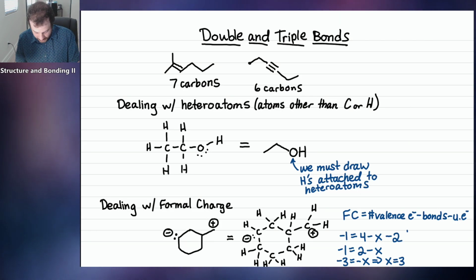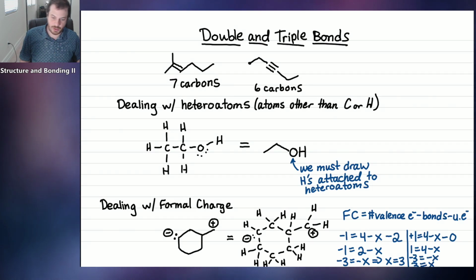And we can do a similar thing for the positively charged carbon. The positively charged carbon has a formal charge of +1 equals 4 valence electrons for carbon, minus the number of bonds, we'll set that equal to X, minus the number of unshared electrons. In this case, there are 0 unshared electrons on our positively charged carbon. So that's going to be 1 equals 4 minus X. Subtract 4 from both sides, so we get -3 equals -X. So then again, 3 equals X. So that's why you can see that whether you have a carbon with a negative charge or a positive charge, that carbon is going to be making 3 bonds rather than the usual 4.